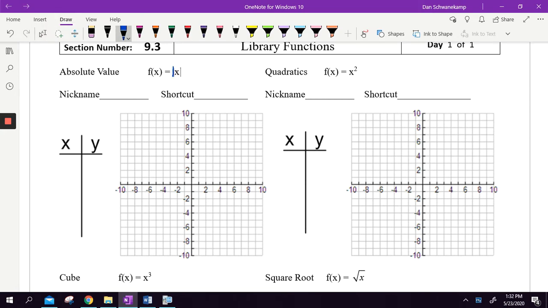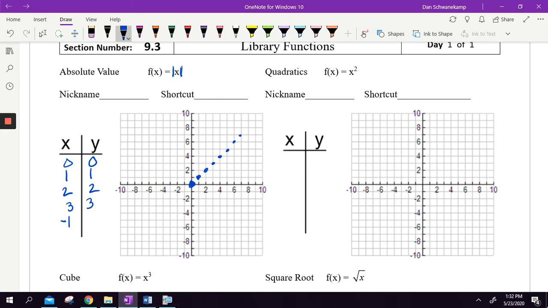All right, so absolute value, you know what absolute value does? It makes everything positive. All right, so I'm going to make a little t-chart first. Let's plug in 0. If I plug in 0, I am going to get 0 because absolute value of 0 is 0. What happens if I plug in 1? Absolute value of 1 is 1. If I plug in 2, I'm going to get 2. Plug in 3, I'm going to get 3, and so on. But what if I went the other way?